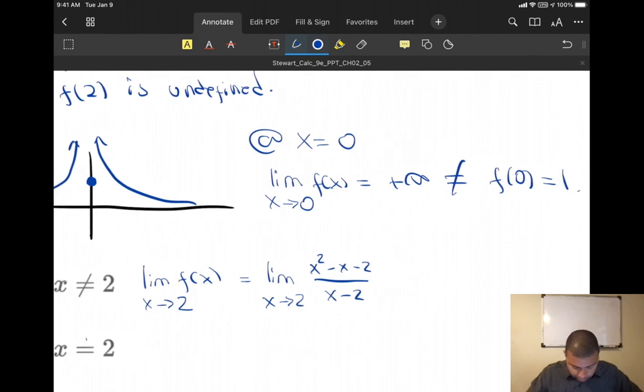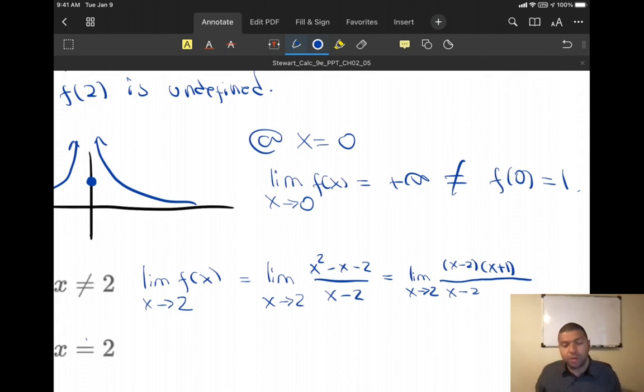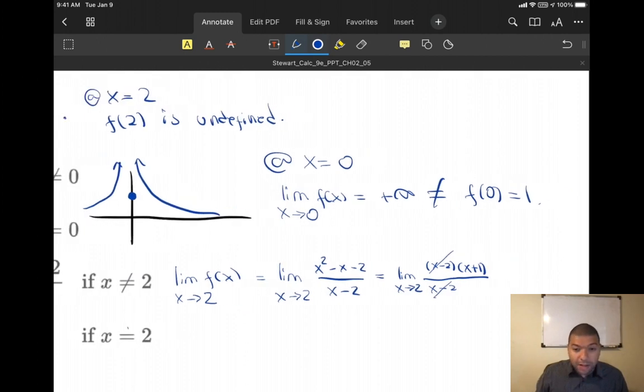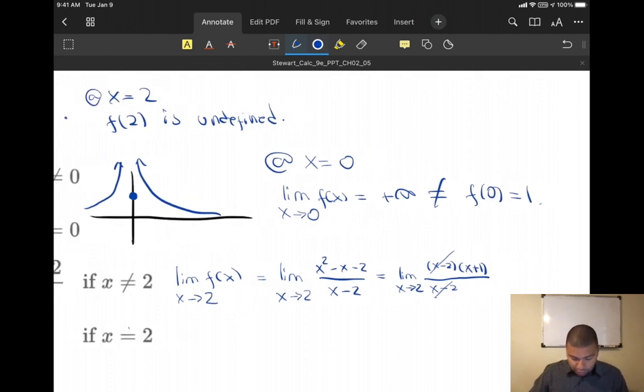So I can factor the top. And the top is going to be x minus 2 times something. I'm looking for numbers that multiplied give me minus 2 and added give me minus 1. So I think that's what it is. If I'm wrong, please feel free to correct me. Let me know later. But I can then cancel these out. So now I'm allowed to plug in 2, right? Because there's no issue.